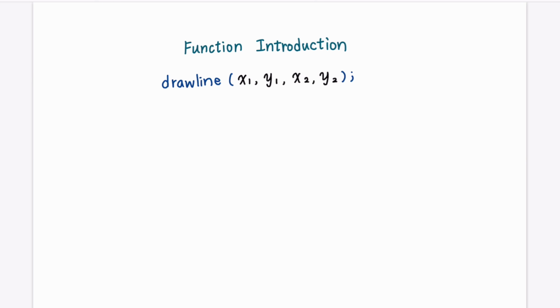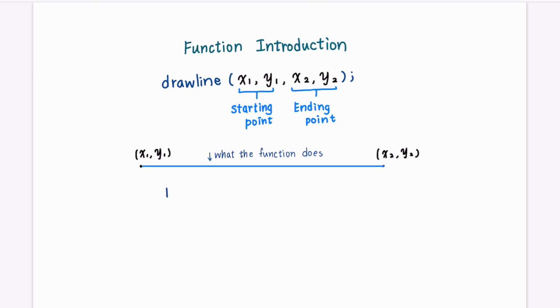Next, let me introduce a function that you will need to use in this project, and it's in Robot C. This function is called drawLine, and there are four spots that you have to fill in: x1, y1, x2, and y2. x1 and y1 mean the starting position of the line, and x2 and y2 mean the ending position. So this is how the line would look. For example, with drawLine 0, 0, 27, 27, the line will start at 0, 0, and end at 27, 27.